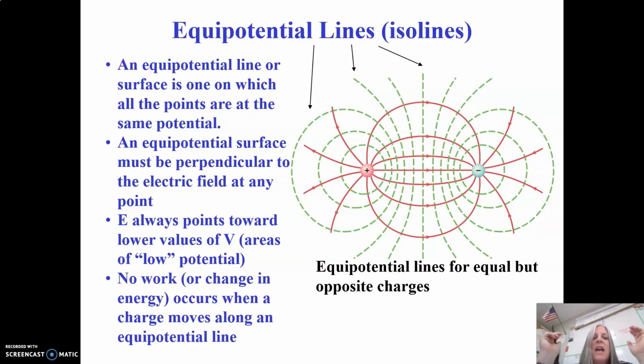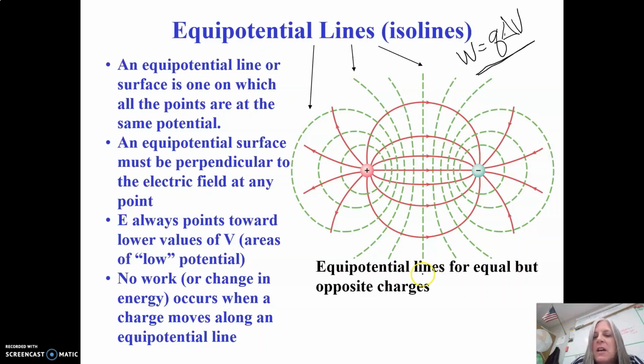And importantly, if work is equal to Q delta V, right, because delta V is work divided by Q, then if I move a charge along an equipotential line, there is no work done because there's no change in electric potential. Make sure you draw this diagram in your notes. This is a diagram for opposite charges.